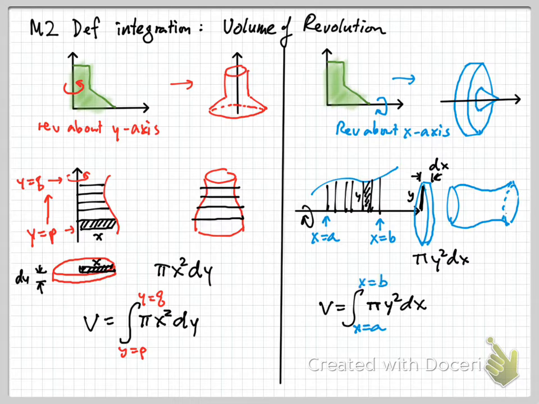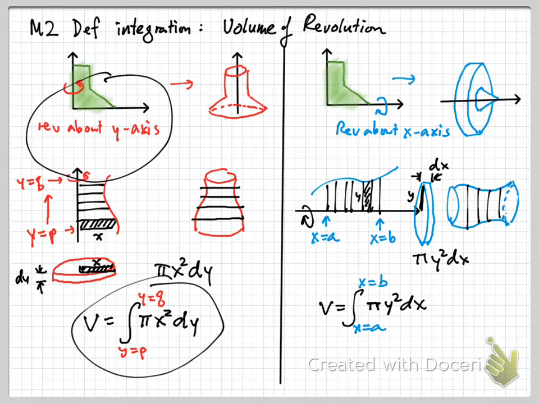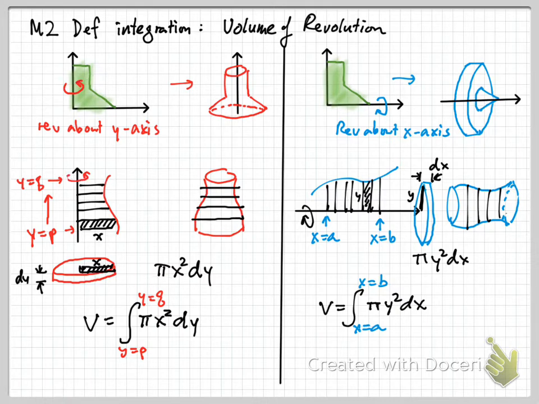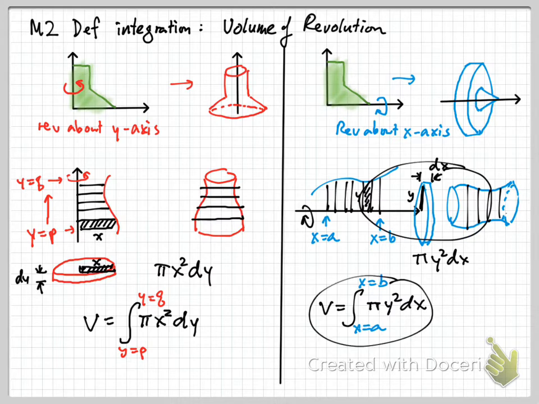Now it's different from area. In area, you can choose whether to do vertical slicing or horizontal slicing. But in volume, you do not have this liberty. You have to follow the axis of revolution. If it is revolving about the y-axis, you have to do pi x squared dy. On the other hand, if it revolves about the x-axis, you have to do pi y squared dx. You have no choice.